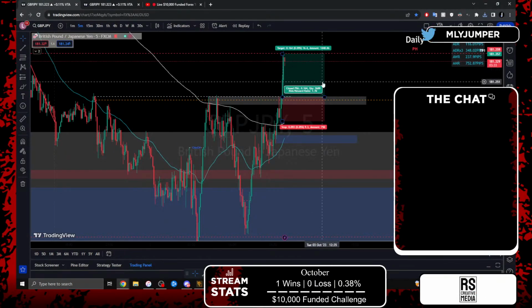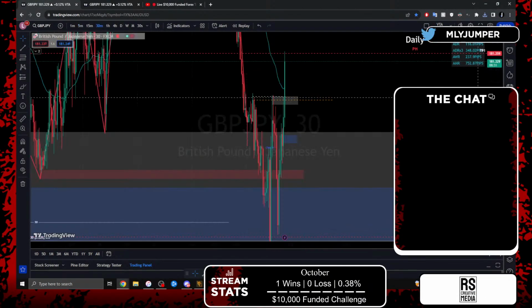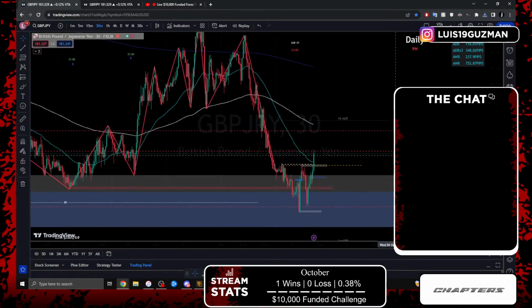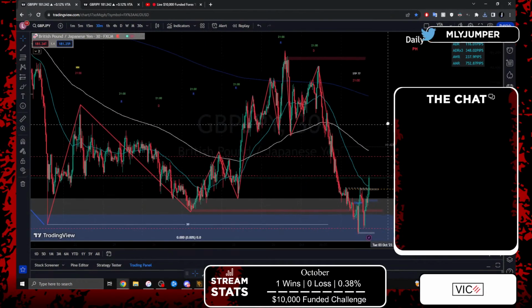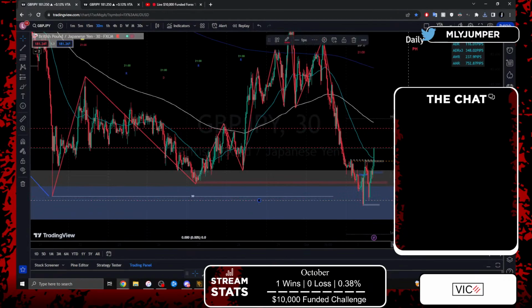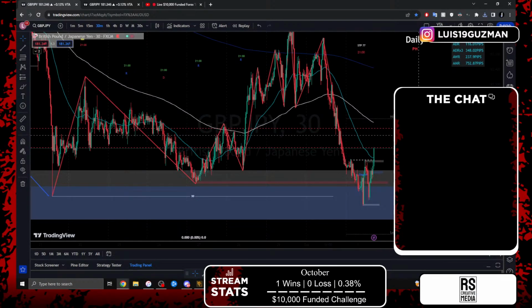Okay, so let's break this down. So in the 30-minute time frame, we know we're still trading. Delete all these lines too, this is getting on my nerves. Keep the TP one here. Let's keep that.